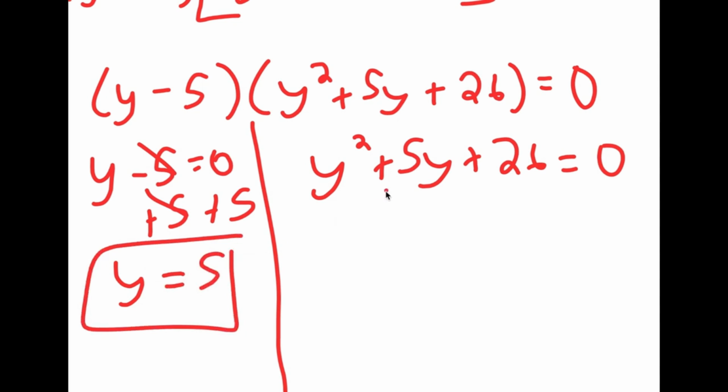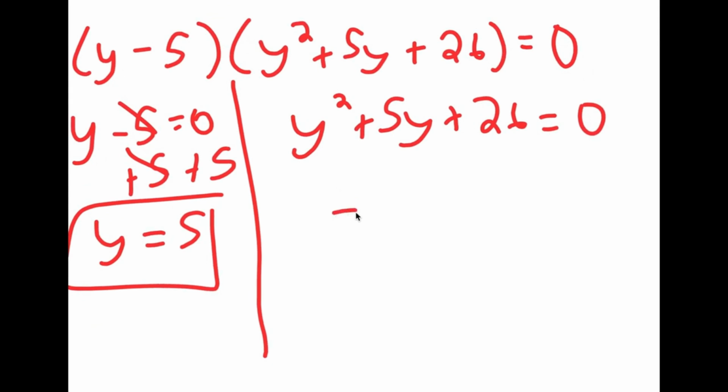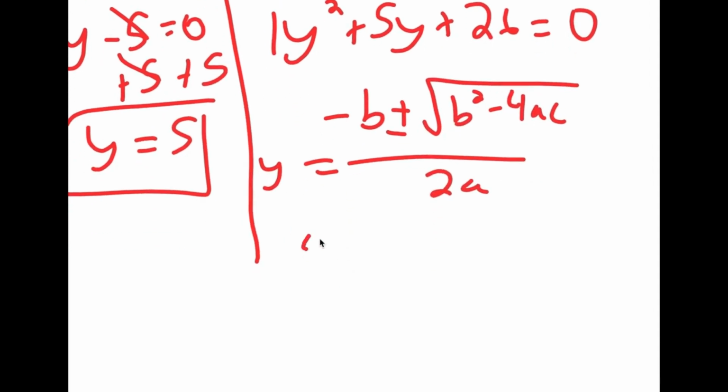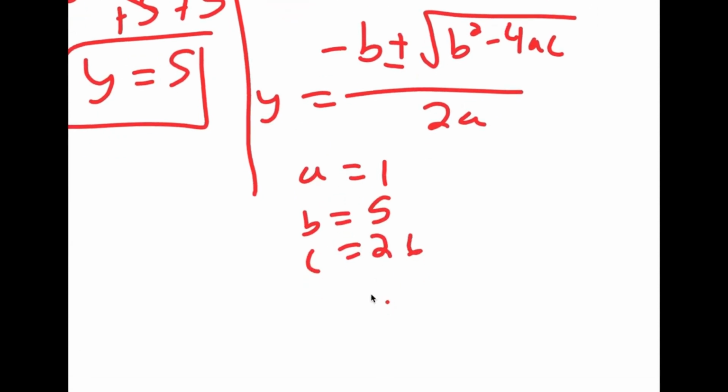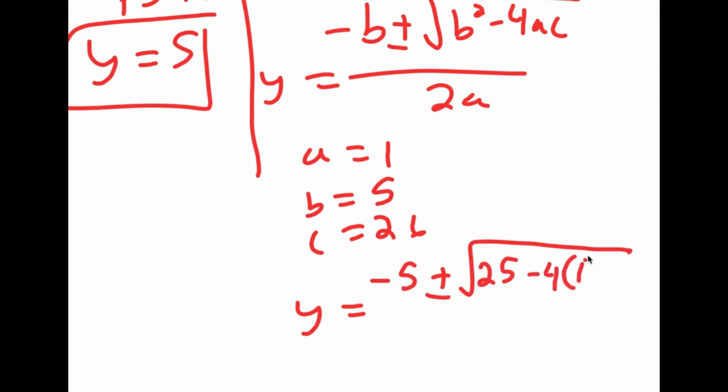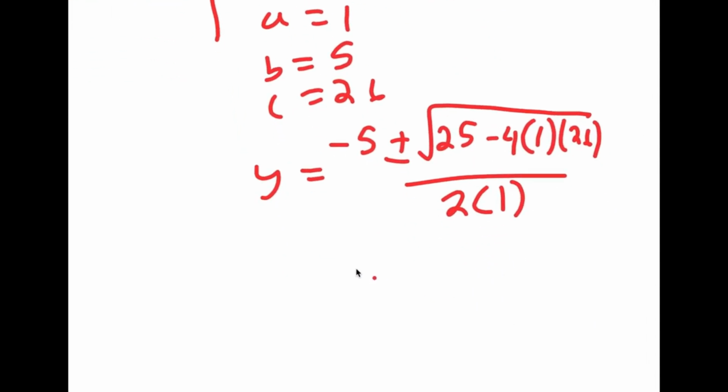Now for y squared plus 5y plus 26 equals 0, I'm going to have to use the quadratic formula, which is negative b plus or minus the square root of b squared minus 4ac over 2a. So in this case, a is 1, b is 5, and c is 26. So I get y is equal to negative 5 plus or minus the square root of 5 squared, which is 25, minus 4 times a, which is 1, times c, which is 26, all over 2a, so 2 times 1.